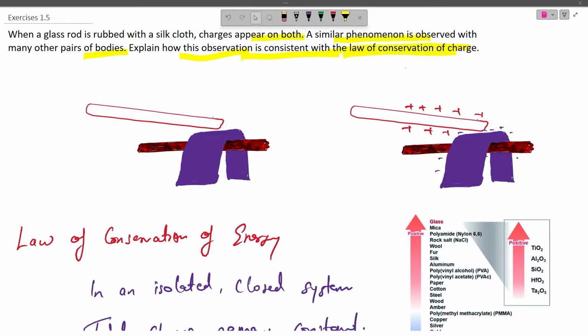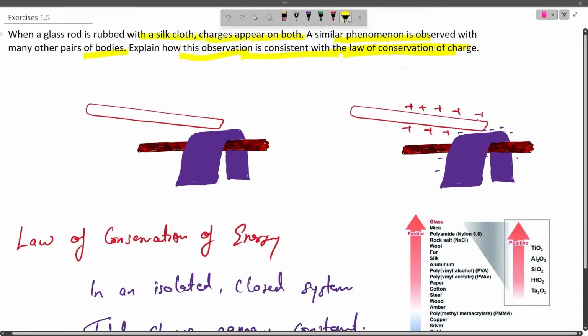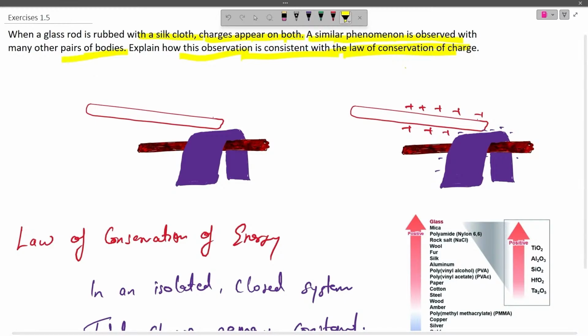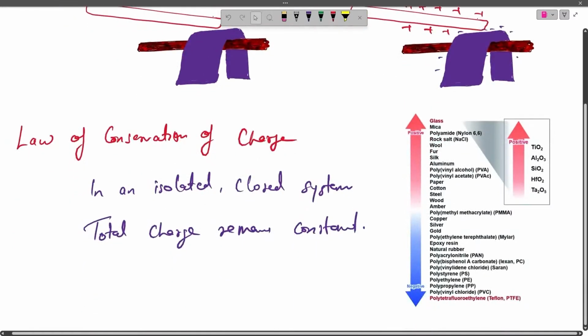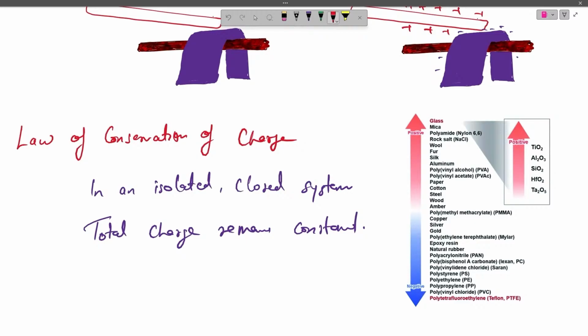The question says that when a glass rod is rubbed with a silk cloth, charges appear on both. A similar phenomenon is observed with many other pair of bodies. Explain how this observation is consistent with the law of conservation of charge. So the law of conservation of charge says that in an isolated and closed system, total charge remains constant. So let us understand the physical significance of it.